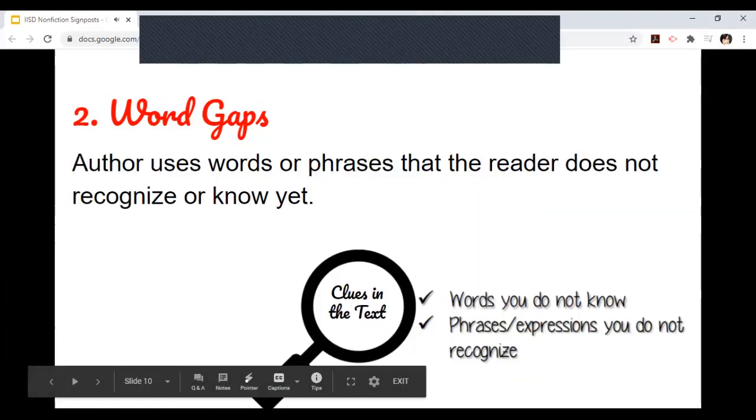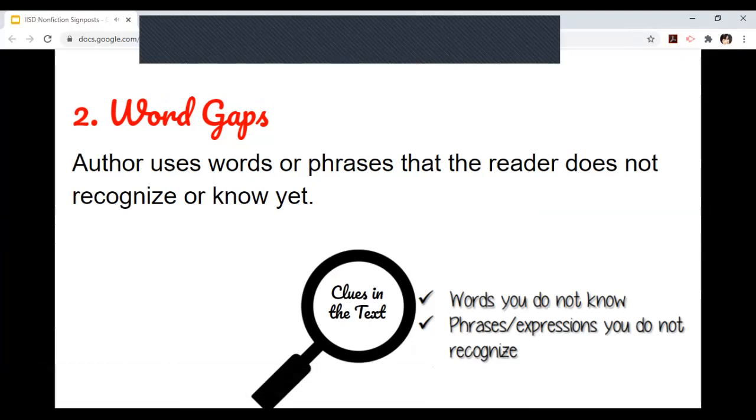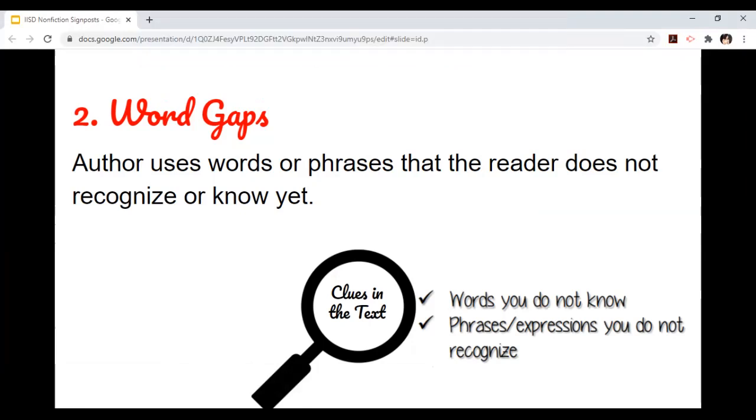Okay, so that was word gaps. So just to recap, it's when the author uses words or phrases that the reader doesn't recognize or know yet. So this would be words that you don't know or phrases and expressions that you don't recognize. And this doesn't necessarily mean that you're dumb or that you're ignorant or that you're stupid. It just means that this person is probably writing from a very different field of experience than what you have.